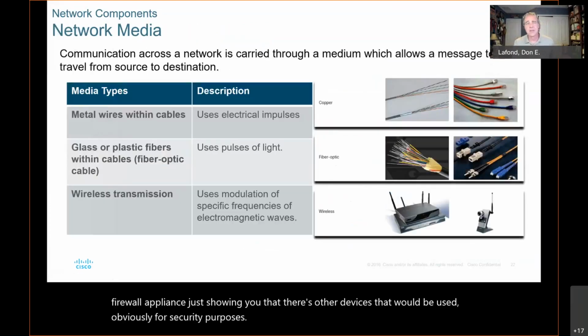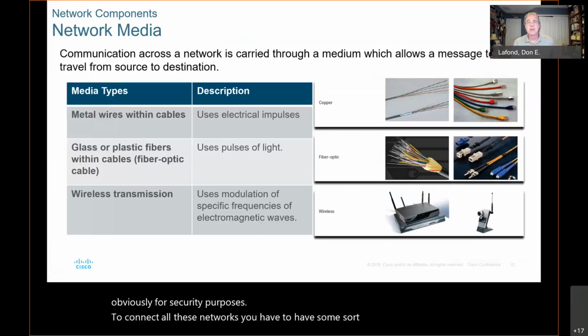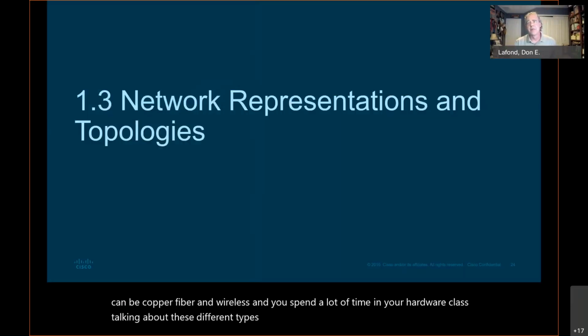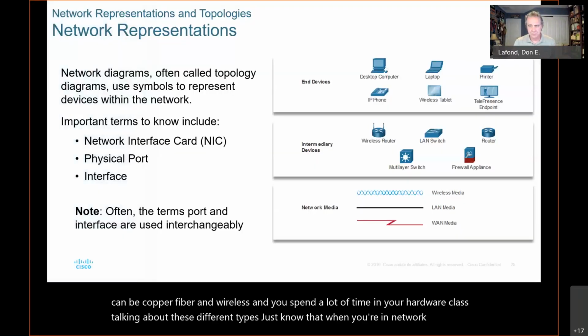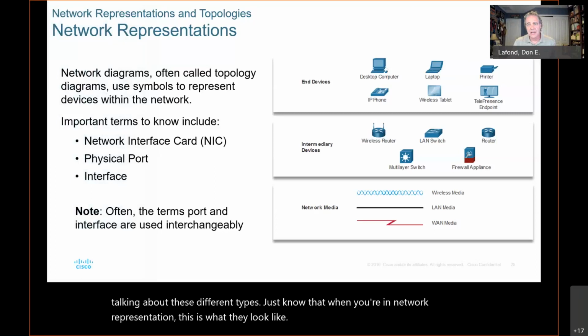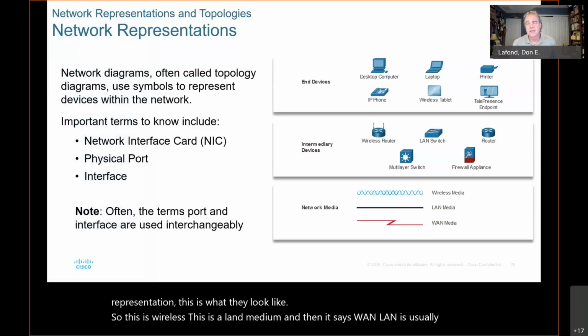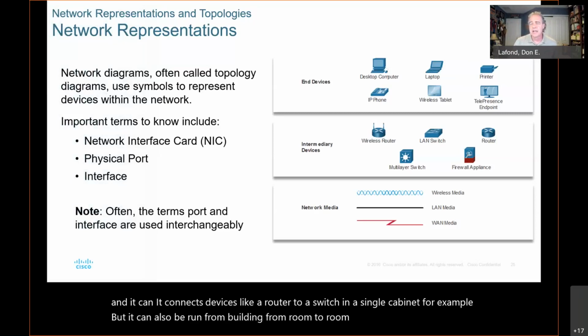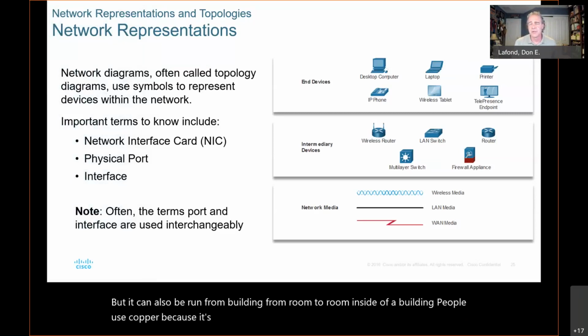To connect all these networks, you have to have some sort of medium. The medium can be copper, fiber, and wireless, and you spend a lot of time in your hardware class talking about these different types. Just know that when you're in network representation, this is what they look like. So this is wireless, this is a LAN medium, and then this is WAN. LAN is usually copper, and it connects devices like a router to a switch in a single cabinet, for example. But it can also be run from room to room inside of a building. People use copper because it's inexpensive and it's very flexible, so it's hard to damage without literally cutting it.